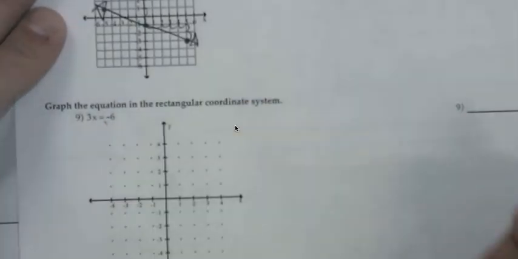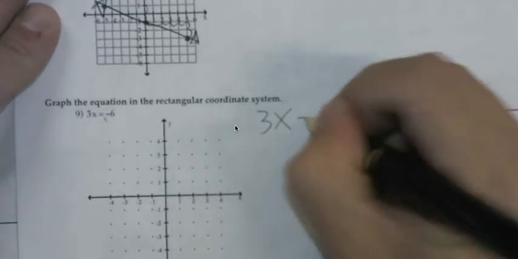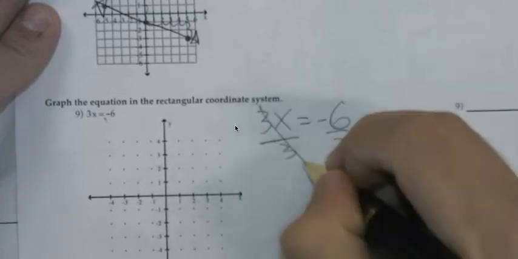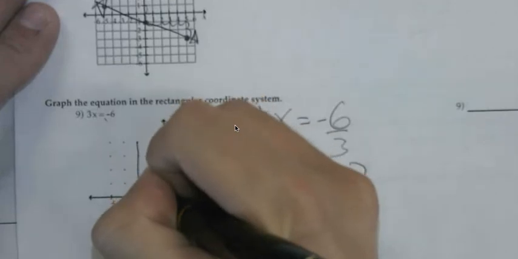This is similar to the video where we don't see y, but we can isolate x. So we have 3x equals negative 6, dividing both sides by 3. X equals negative 2. So this is a vertical line where x is negative 2.